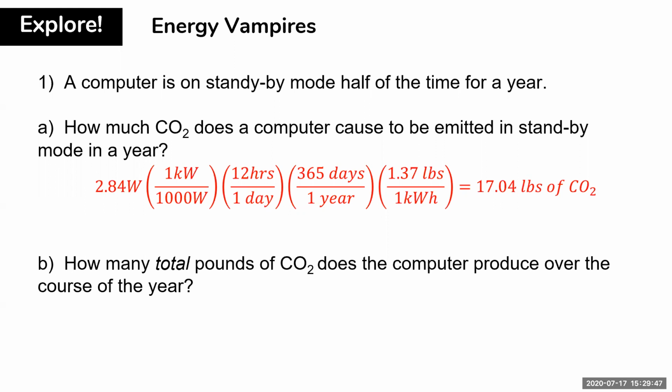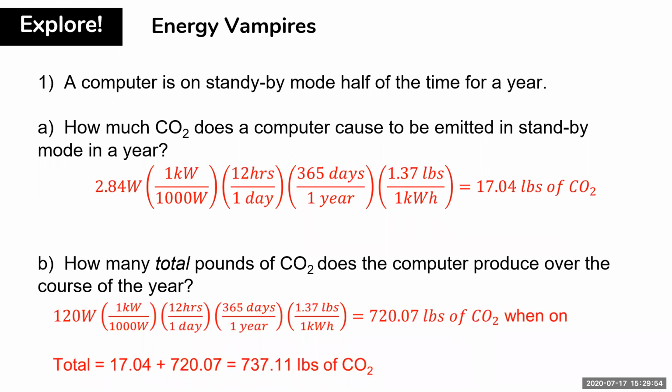Now, how many total pounds of CO2 does the computer produce over the course of the year? The first part we are looking at is when this is in standby mode. Let me label it standby, and this is active use, I'll call it AU. Note the difference. When we put the two together, standby and active usage, that gives you the total.